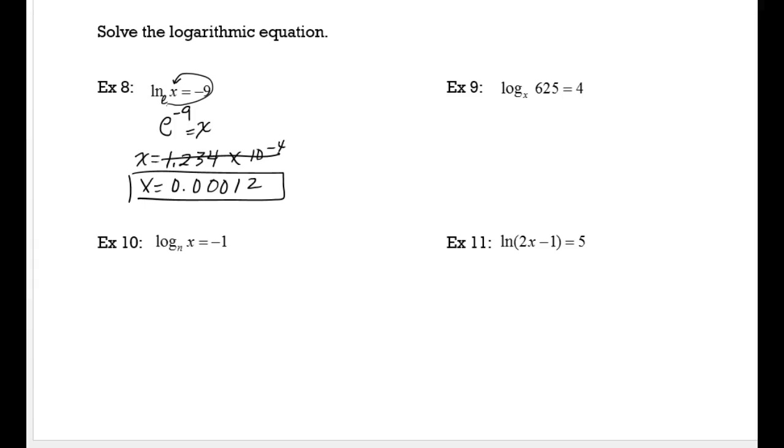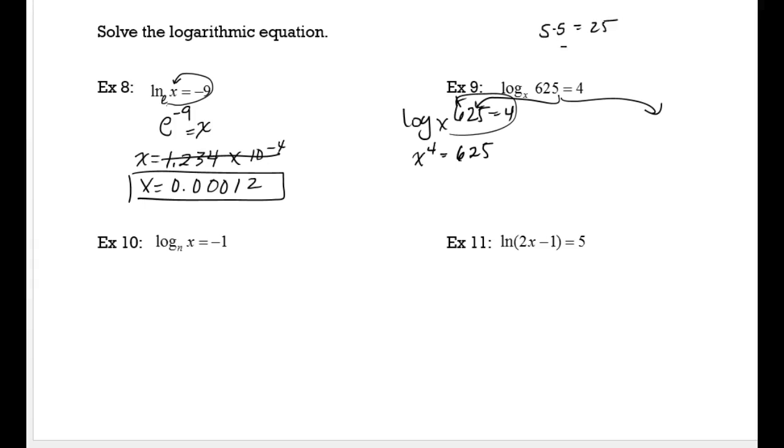Okay, on 9, there's actually 2 strategies. So I'm going to show you 2 strategies. Here's strategy 1, here's strategy 2. So the first one that I would do, log base x of 625 equals 4, is to swirl this out of the logarithm. So x to the 4th is equal to 625, all right? So I need to figure out, okay, what to the 4th power is 625? Well, my 5's a clue. 5 times 5 is 25. 5 cubed is 125. 5 to the 4th is 625. So I can rewrite this as 5 to the 4th.